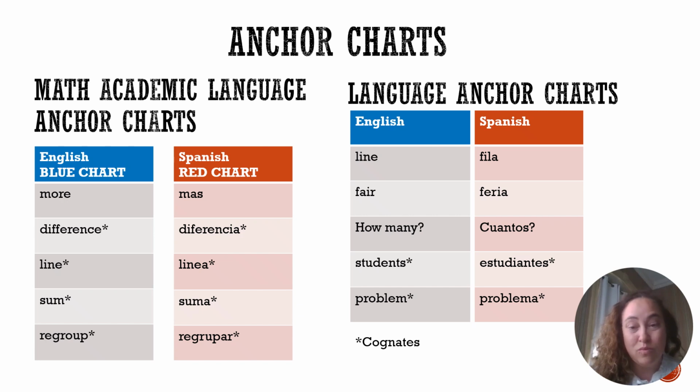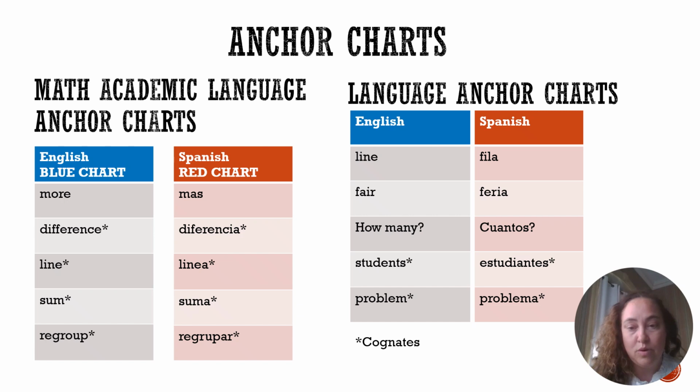So I just have a couple examples here of what may be a math academic anchor chart and what are those cognates in that math academic language anchor chart, and then what could be a language anchor chart, and you could consistently be adding words to that based on what is happening in reading, what is happening in science, and being able to once again put cognates there as well. But they are going to be different.